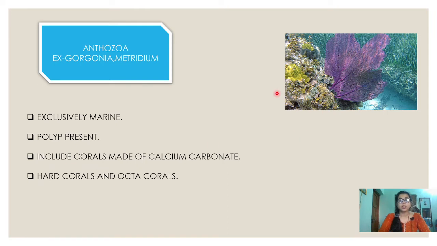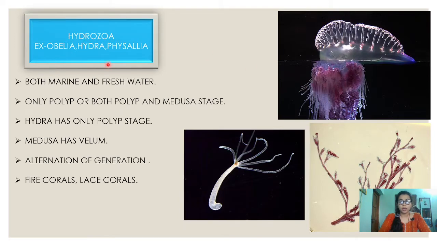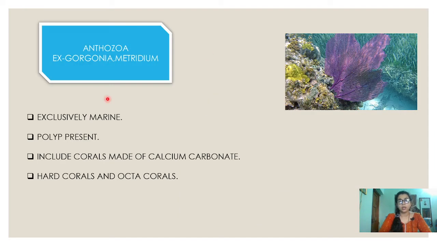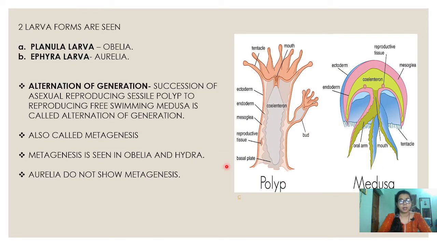And here the corals are seen, mainly made up of calcium carbonate. So the corals are seen in this class also. So in Hydrozoa and in Anthozoa corals are seen. What type of corals? That is hard corals and octacorals, and these corals are made up of calcium carbonate. So this is all about the three classes of coelenterates.